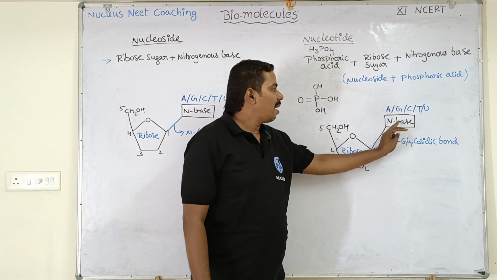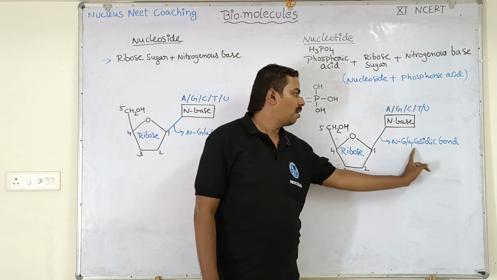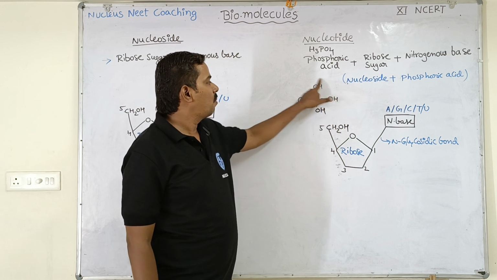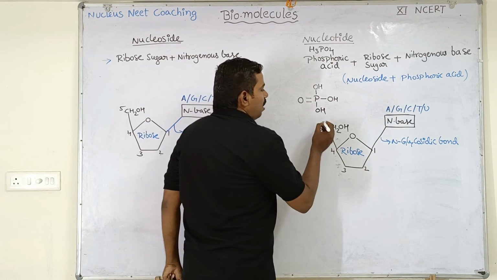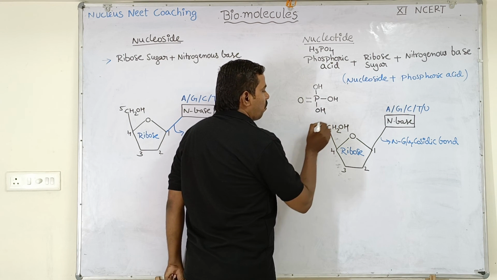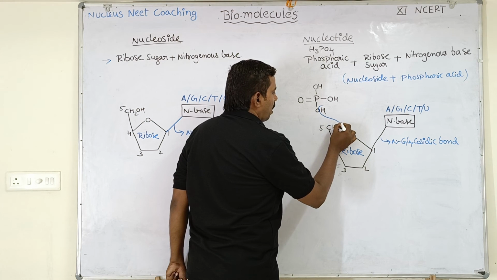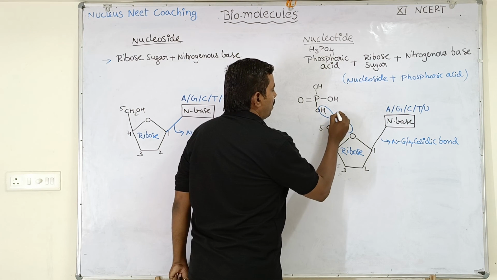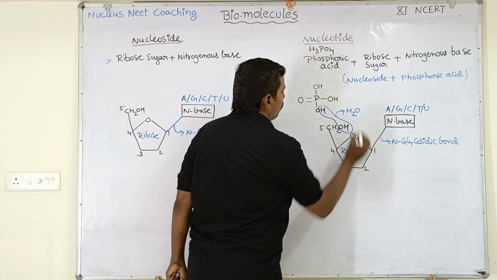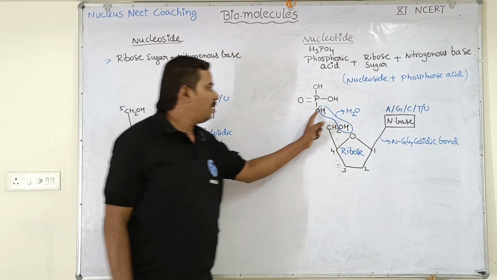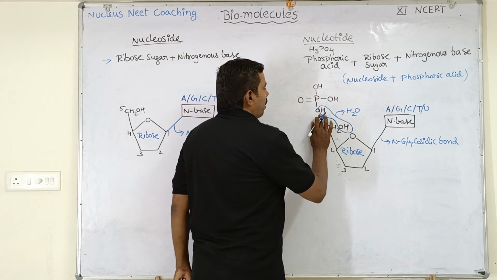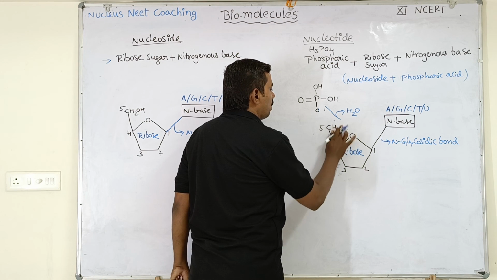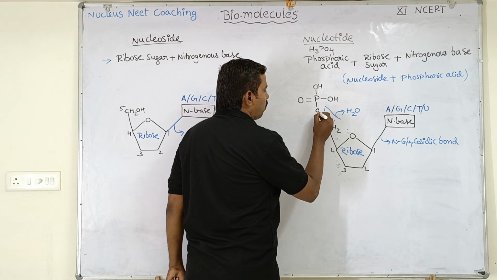A ribose sugar is already attached to a nitrogenous base by a bond called the N-glycosidic bond. Now this is the phosphoric acid molecule, H3PO4. Elimination of a water molecule takes place during bond formation. This hydrogen and this OH group get eliminated in the form of H2O, a water molecule. After elimination of the water molecule, a new bond is formed between the fifth carbon of ribose sugar and oxygen of the phosphate group.